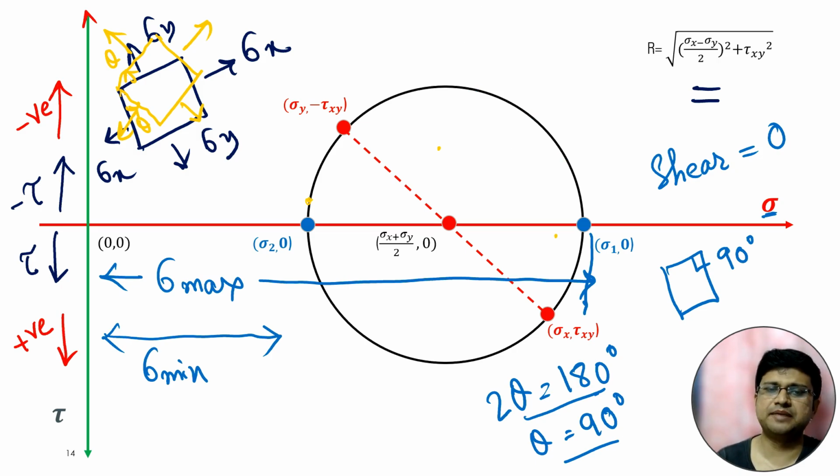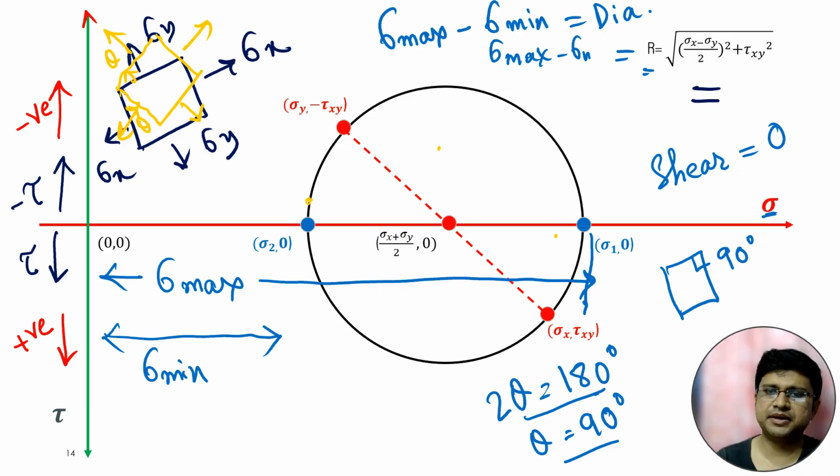And another thing is also very important: what will be the difference between major and minor principal stress? This difference will be actually the diameter of the Mohr circle. The diameter of the Mohr circle is actually sigma max minus sigma min. So what is the radius? Radius is actually sigma max minus sigma min by 2. So this is the radius of the Mohr circle. So these two values will be same. The radius of the Mohr circle will be sigma max minus sigma min by 2.